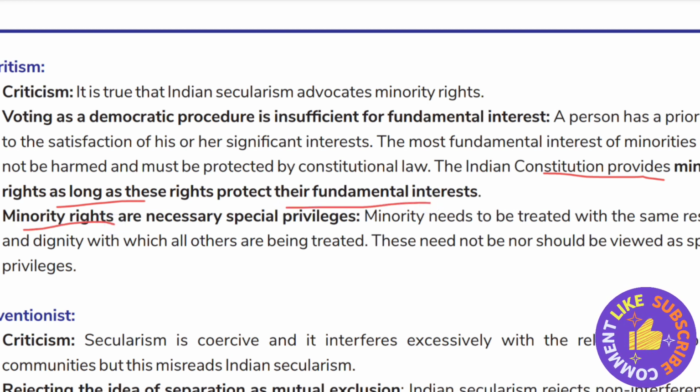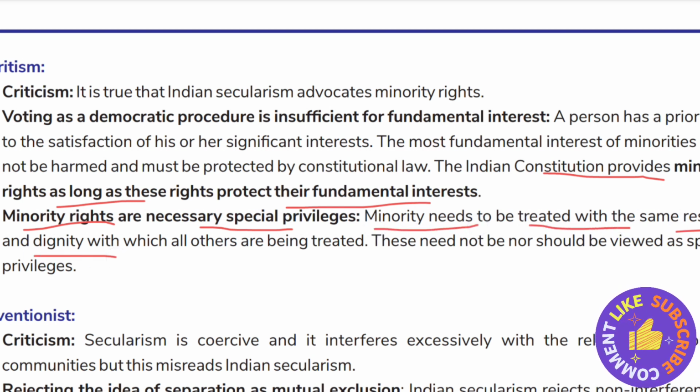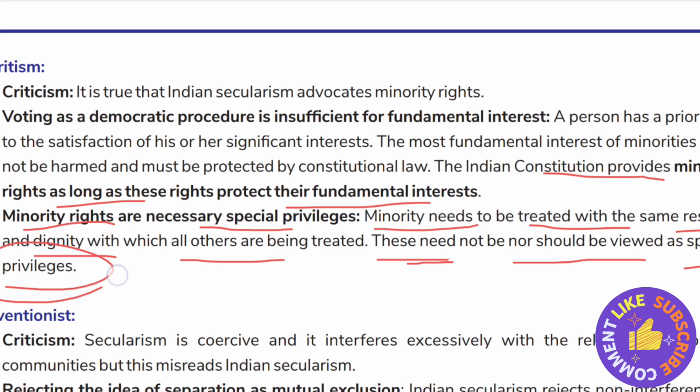Minority rights are not necessary as special privileges. Minorities need to be treated with the same respect and dignity with which all others are being treated. These need not be, nor should they be, viewed as special privileges.